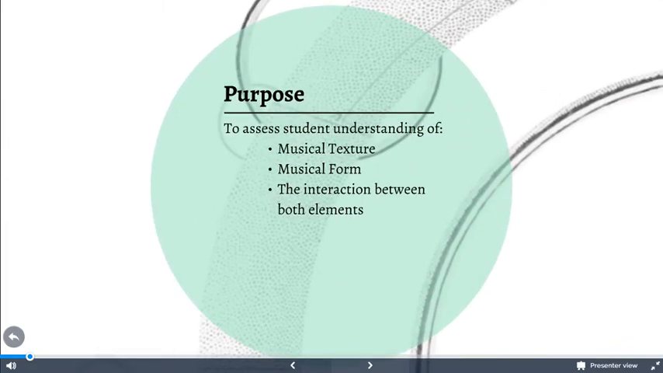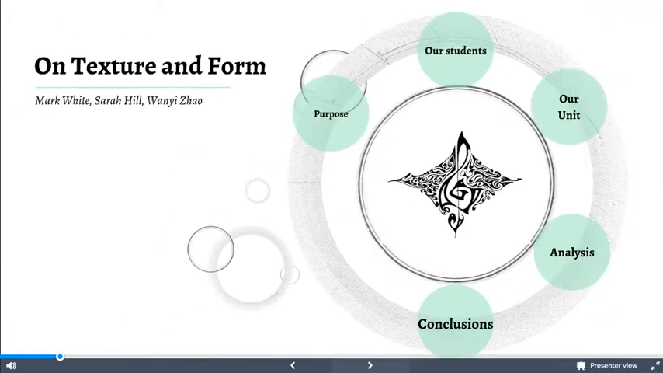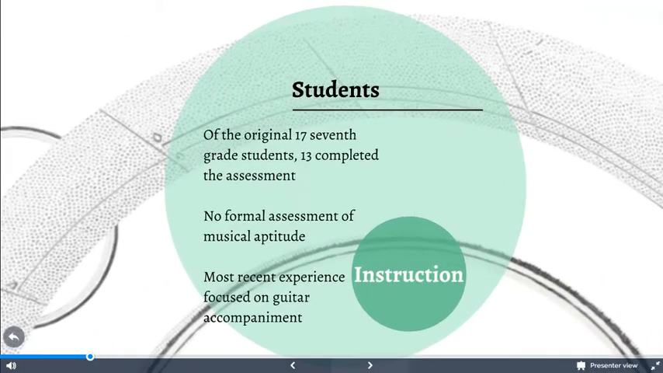The purpose of our test was to assess student understanding of musical texture and form, and how texture can be used to create form in a composition. Of the original 17 7th grade students, 13 completed the assessment.